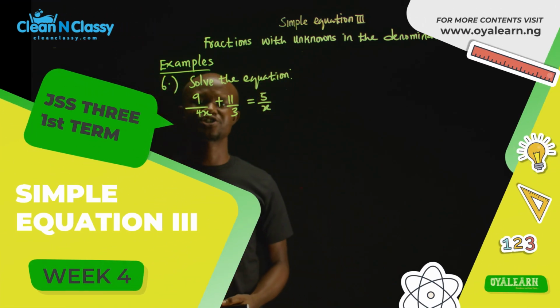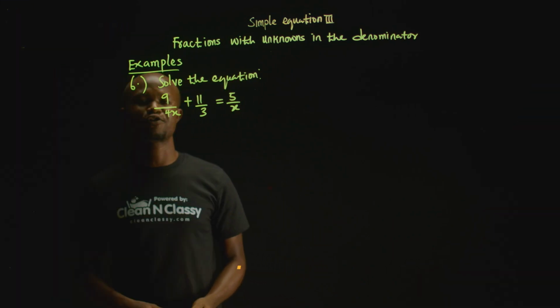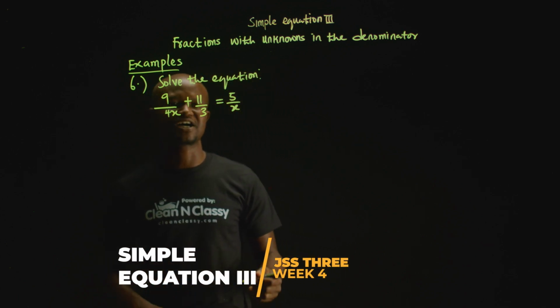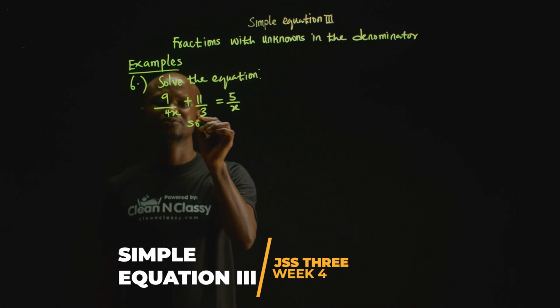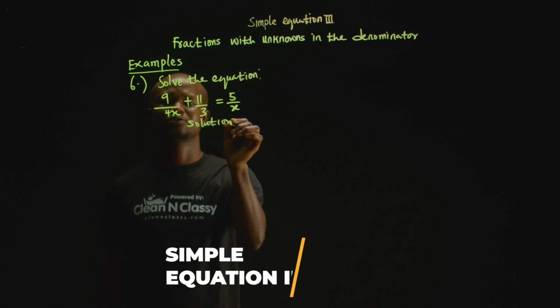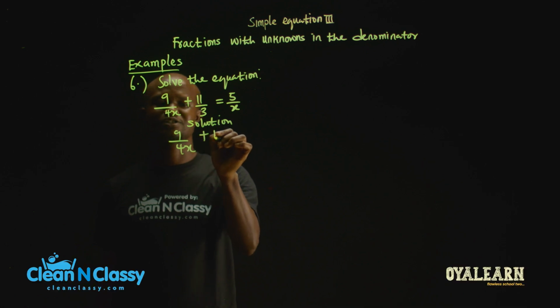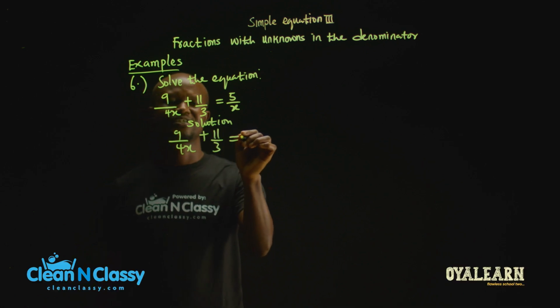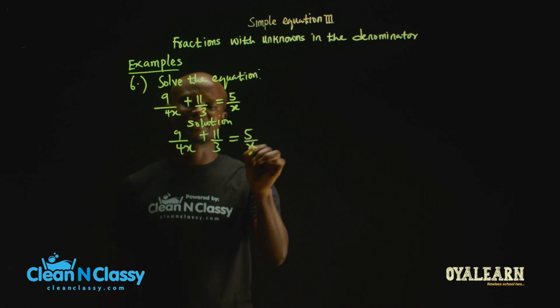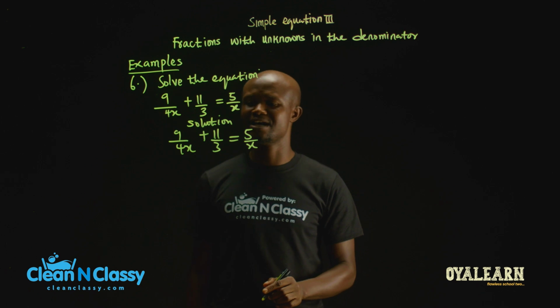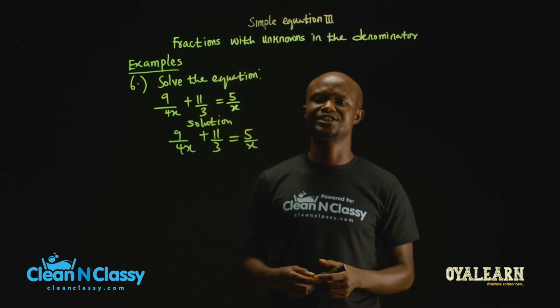Solve the equation: 9 divided by 4x plus 11 over 3 equals 5 divided by x. Solution: 9 divided by 4x plus 11 divided by 3 equals 5 divided by x. The first thing to do is to get the LCM of the denominators.